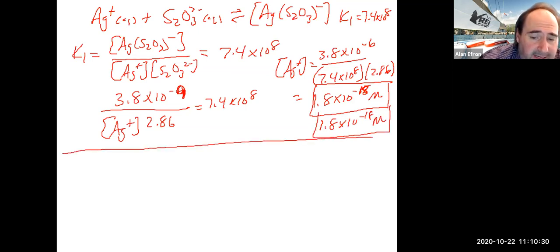Question on that, and that is a very small value of silver, which makes our assumption be correct in that case, and that's what we would expect to occur. Any questions on that there?